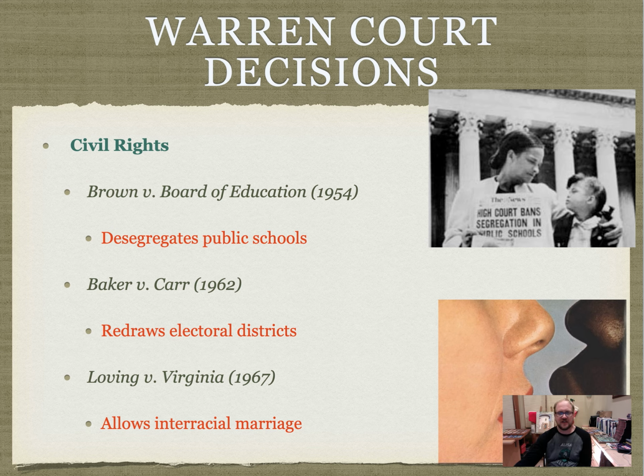Loving versus Virginia in 1967 allows interracial marriage. And probably one that is a little more difficult to understand, but very important, is Baker versus Carr. What that's going to do is redraw electoral districts, because the districts that were really focused on and probably favored rural areas of America are going to be redrawn. It's called one person, one vote.